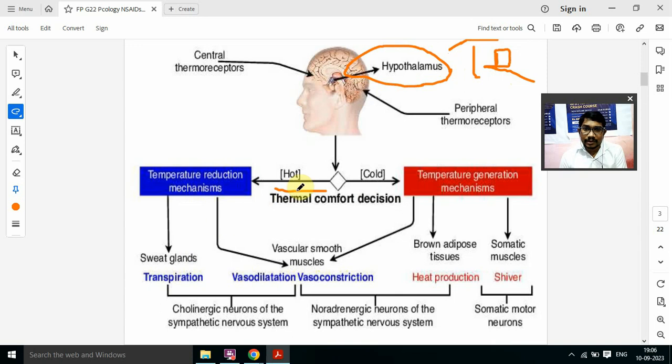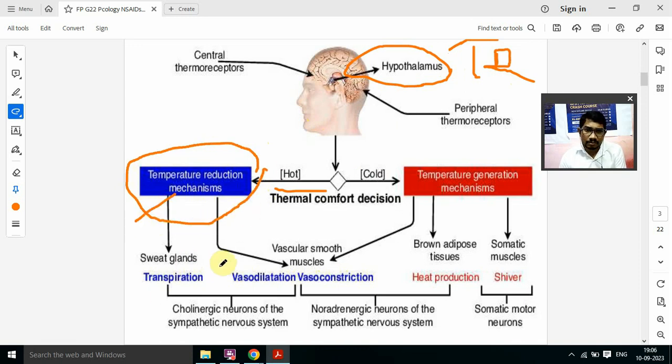So that will recognize that there is an increase in the body temperature. Now if it is increased, what will happen? The hypothalamus will come immediately, so a temperature reduction mechanism will start. Okay. Now how will the body decrease the temperature?